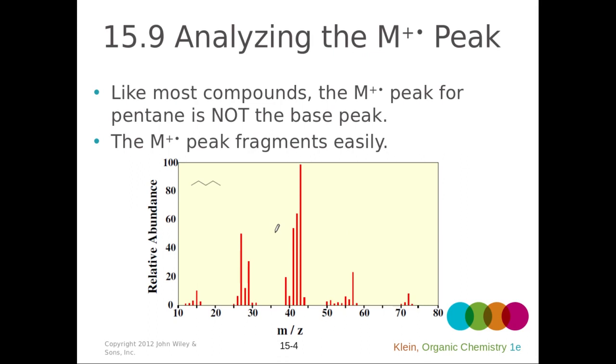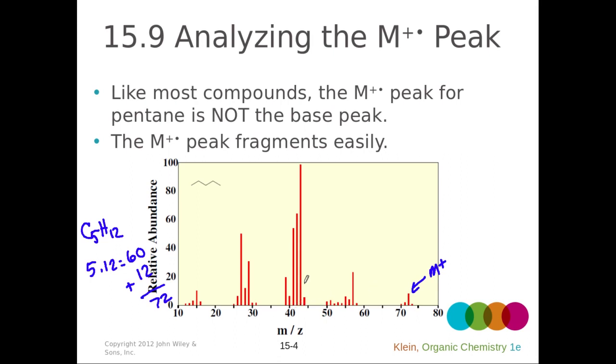I don't see them. Anyway, so this would be C5H12. The carbon weighs 12, so 5 times 12 is 60, plus 12 hydrogens is 72. So we could expect our molecular ion peak to show up at 72. So our M plus peak is going to be at 72.